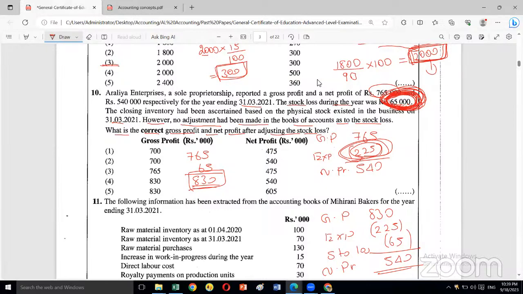For question number 10, what is the answer? Fourth one is the correct answer. So question number 10, what is the correct answer? Fourth one is the correct answer.